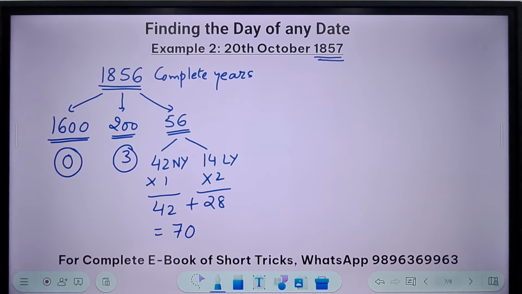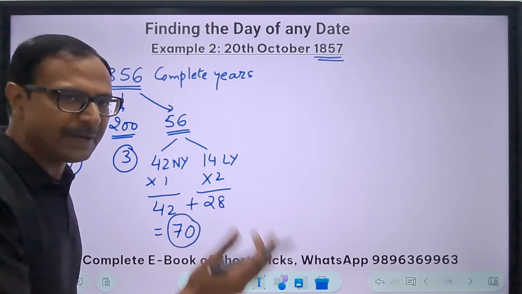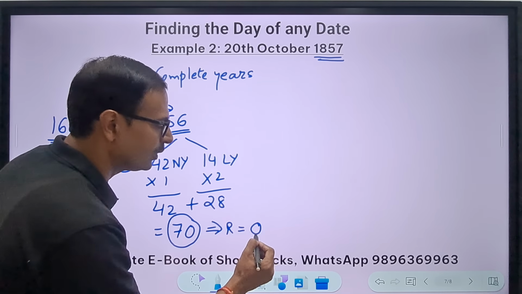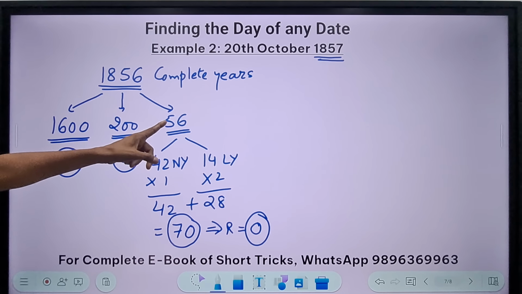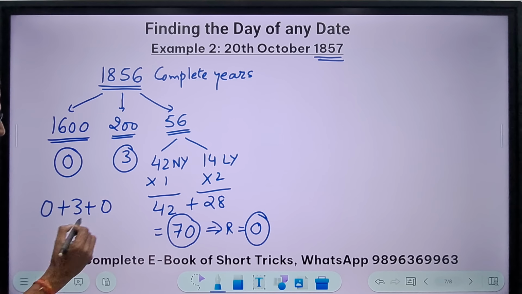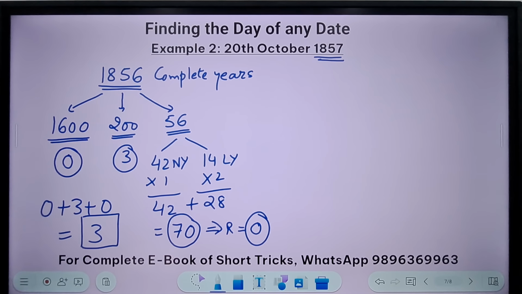But I told you, whenever you get the number of odd days greater than 7, divide it by 7 and get the remainder. So 70 is divisible by 7, right? And that means the remainder is 0. So in 56 years, there is no odd day. Now, in the complete years, total odd days becomes 0 plus 3 plus 0, which is a 3. You got to remember this now, because this is the quantity which gives us the number of odd days in 1856 complete years. Now let's go for the incomplete year.